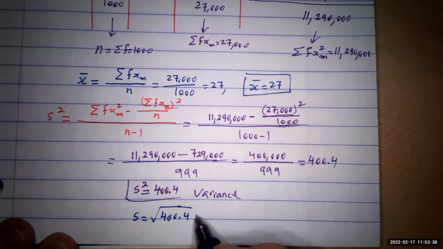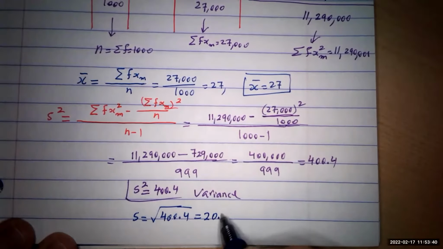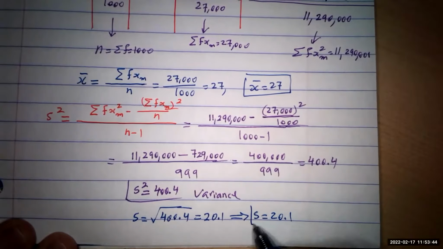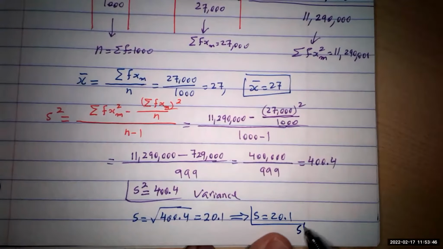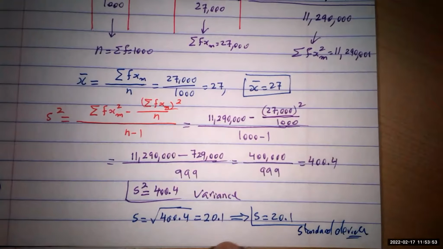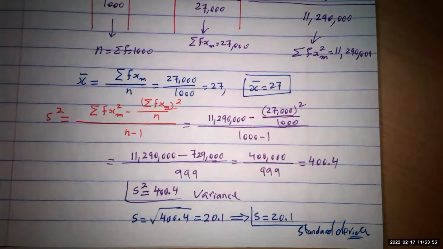400.4, that gives you 20. Almost 20, 20.1. So S would be 20.1. The standard deviation. Okay, it's nice to know. We are not going to use it, but we use the first part.